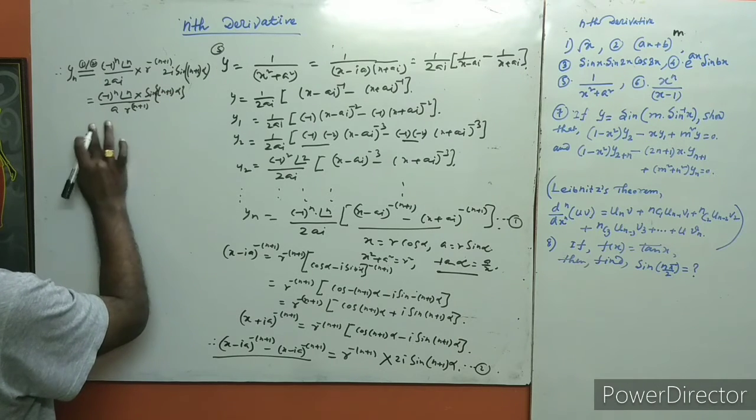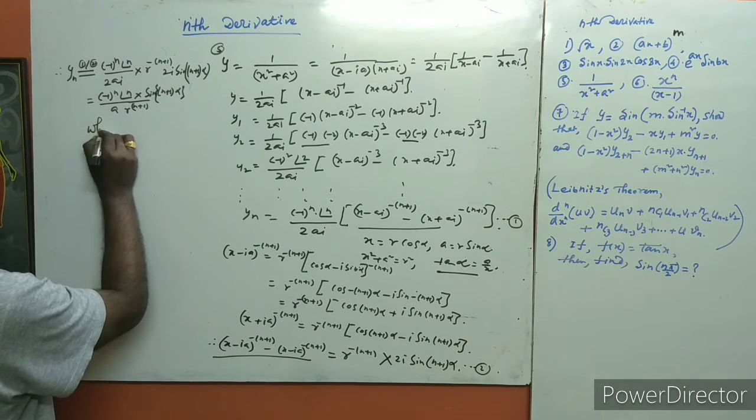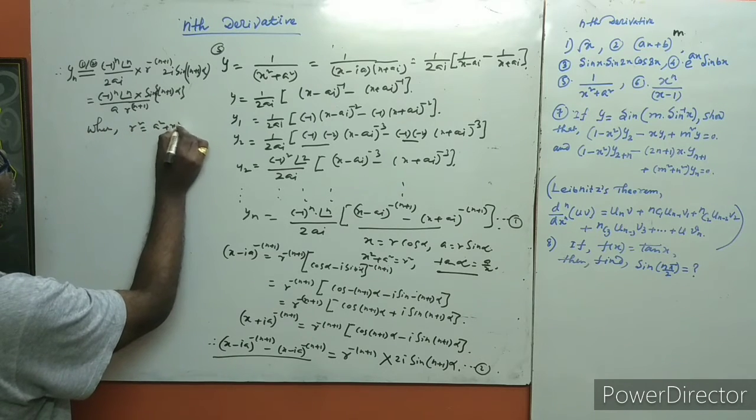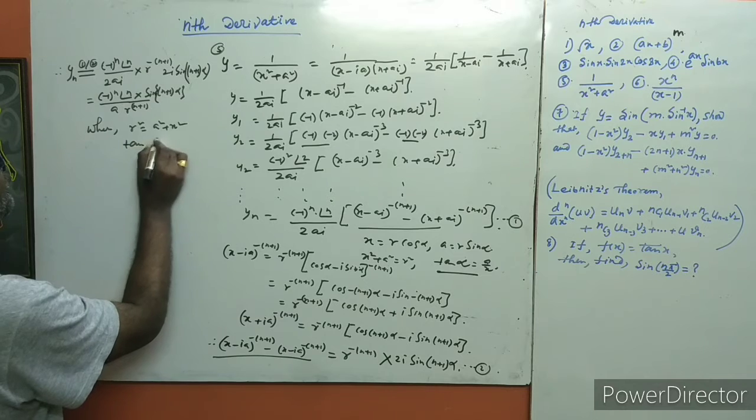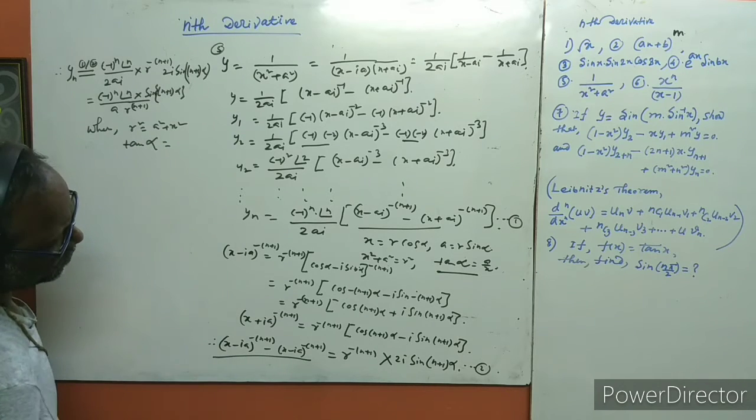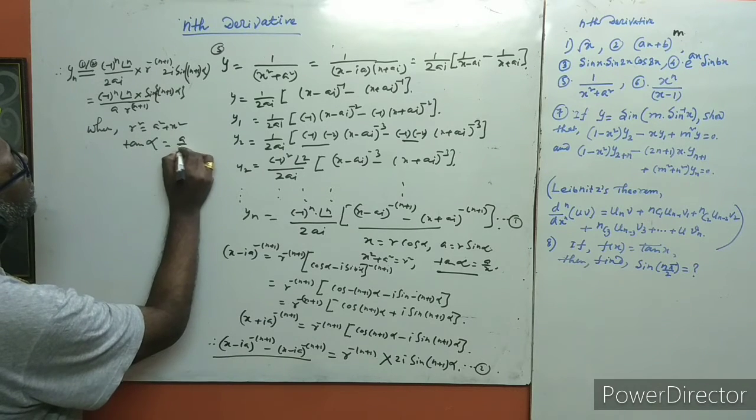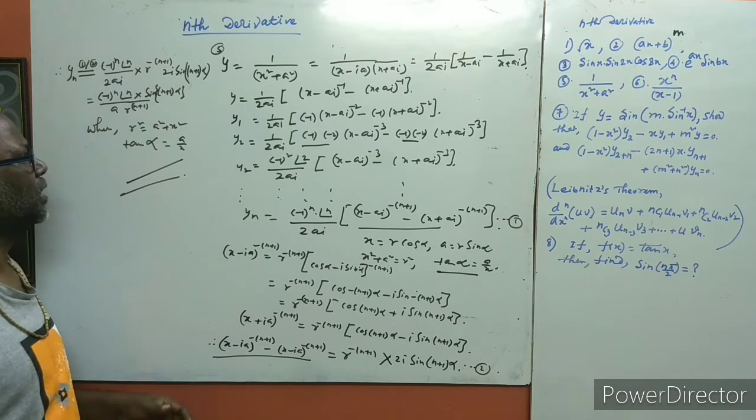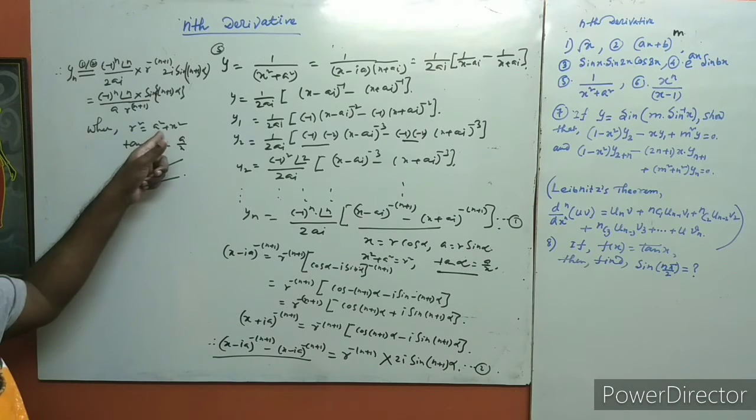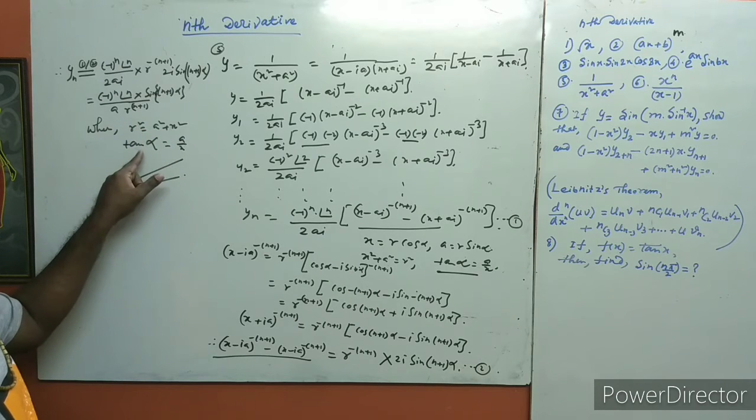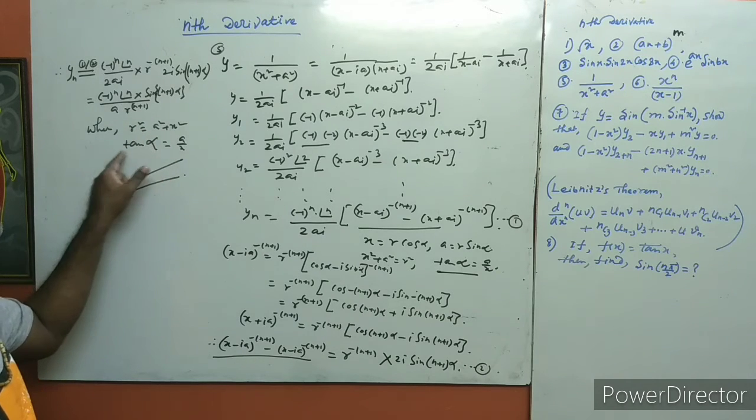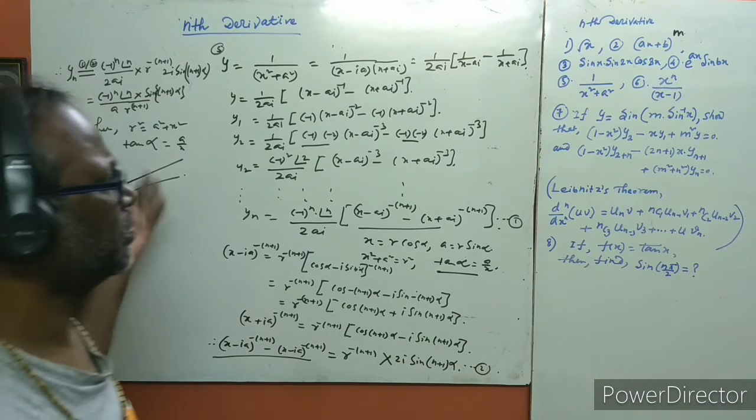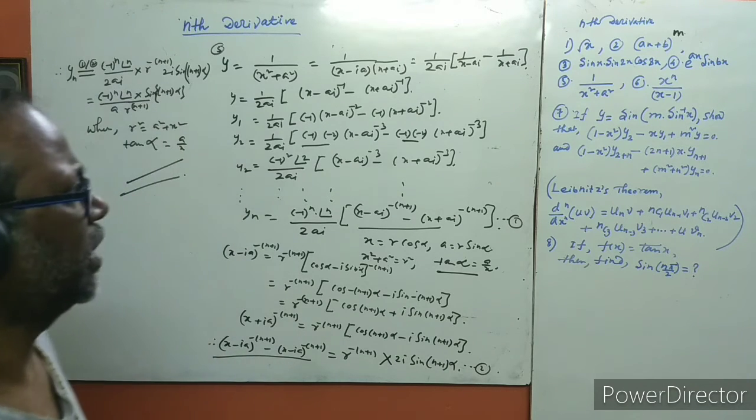Where r square means a square plus x square, and tan alpha means a by x here. This is the solution. If we want, we can find the value of r and put it there, and alpha is equal to tan inverse of a by x, put that there, then you get the answer. This is the most simplified form if you want to simplify it.